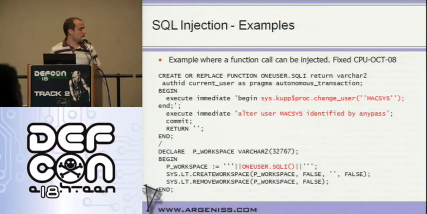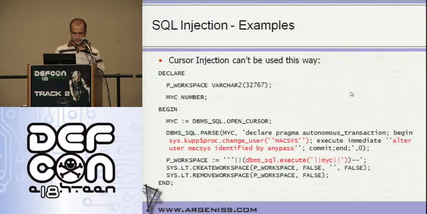This is another example. Here, this SQL injection vulnerability allows us to inject a function call. So I will need to create an auxiliary function that will contain all the statements that I want to execute as the sys user. Here I use another of the ways to impersonate the maxis user, and after impersonating it, changing its password. Well, Cursor injection can be used in this case.